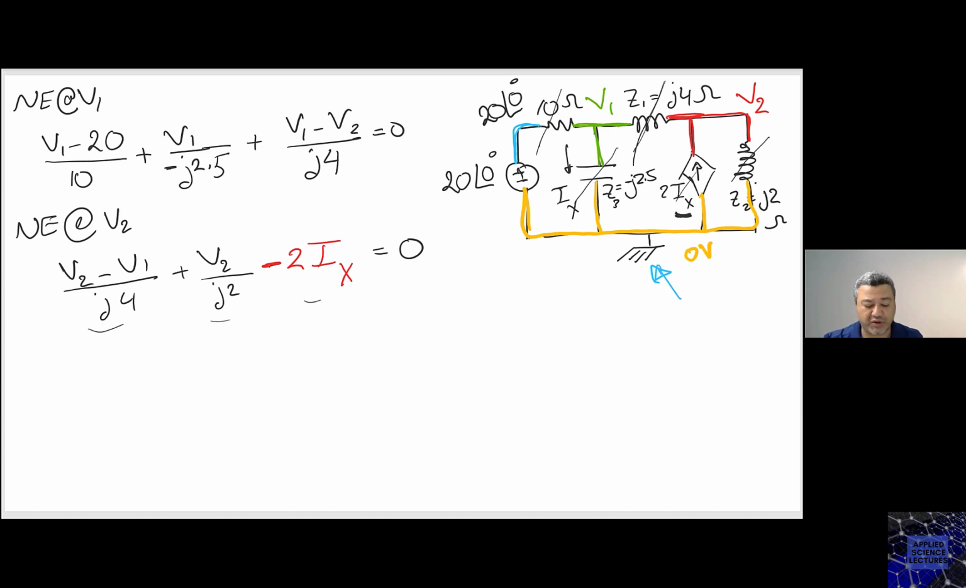So what shall we do? Can somebody tell me now? So looking at this and those equations, I can see that I have v1, my first variable. I have v2, my second variable. And now this dependent source introduced to me a third variable, ix. What shall I do?